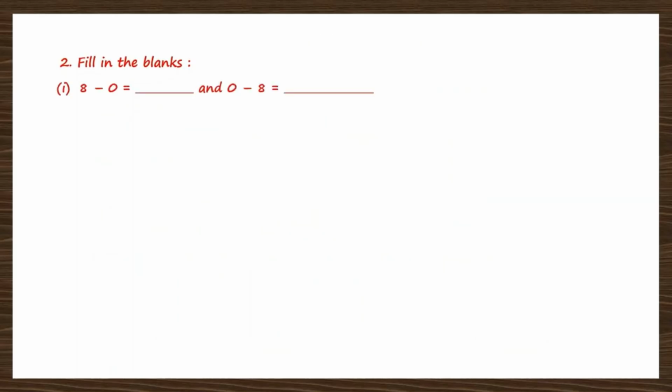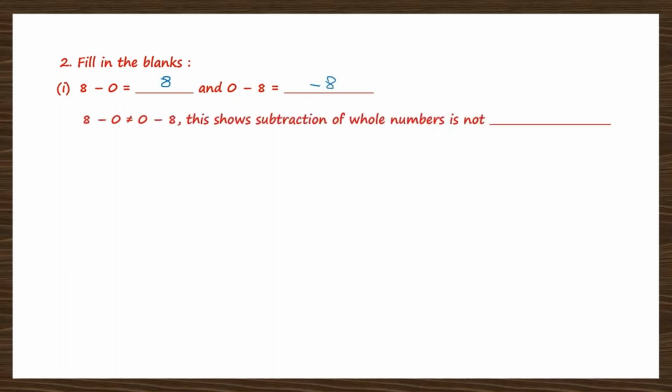Question 2. Fill in the blanks. 8 minus 0. 8 minus 0 is 8. Now 0 minus 8 is minus 8. Okay, so that we got it right. Now 8 minus 0 is not equal to 0 minus 8. We just found out, isn't it? Because one answer is 8, the other answer is minus 8. So this statement, 8 minus 0 is not equal to 0 minus 8.